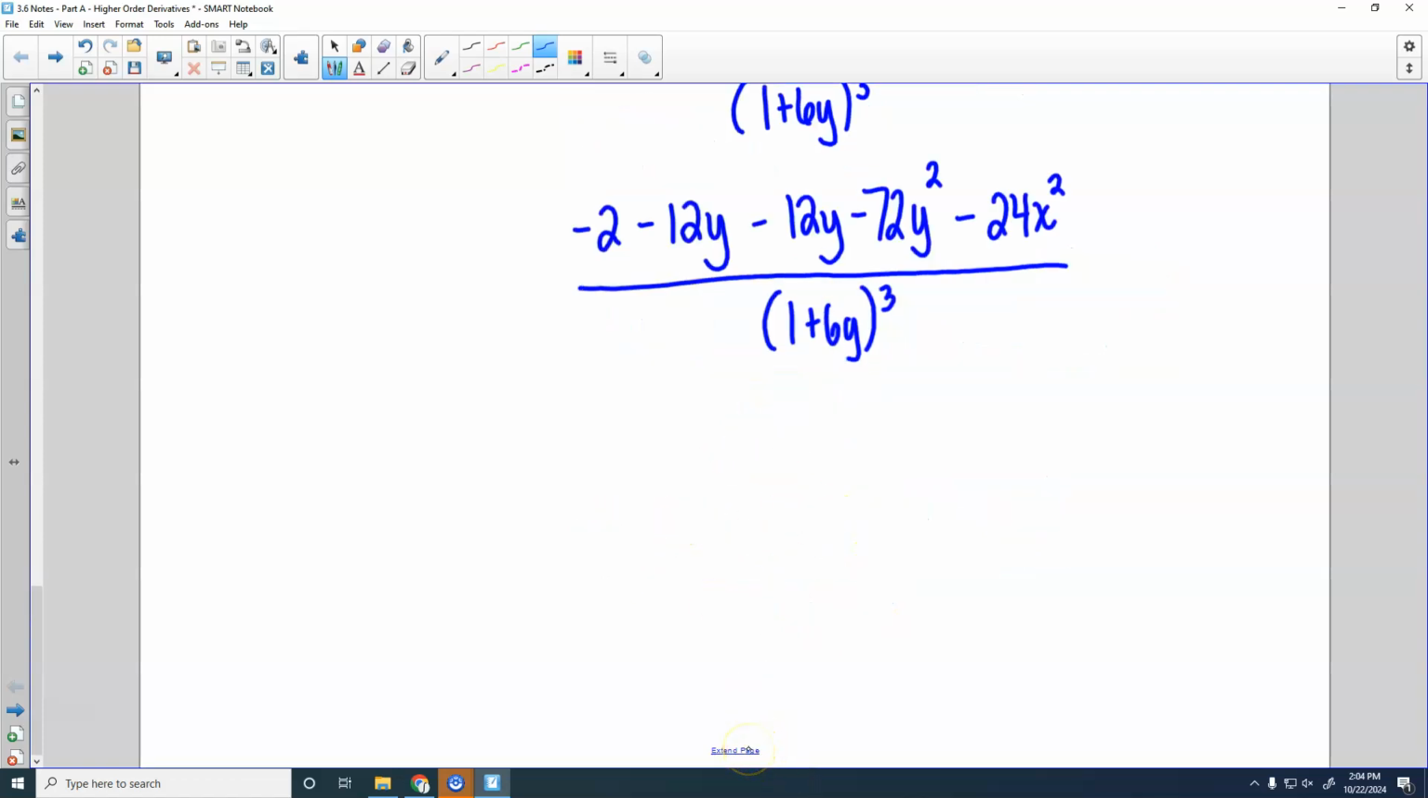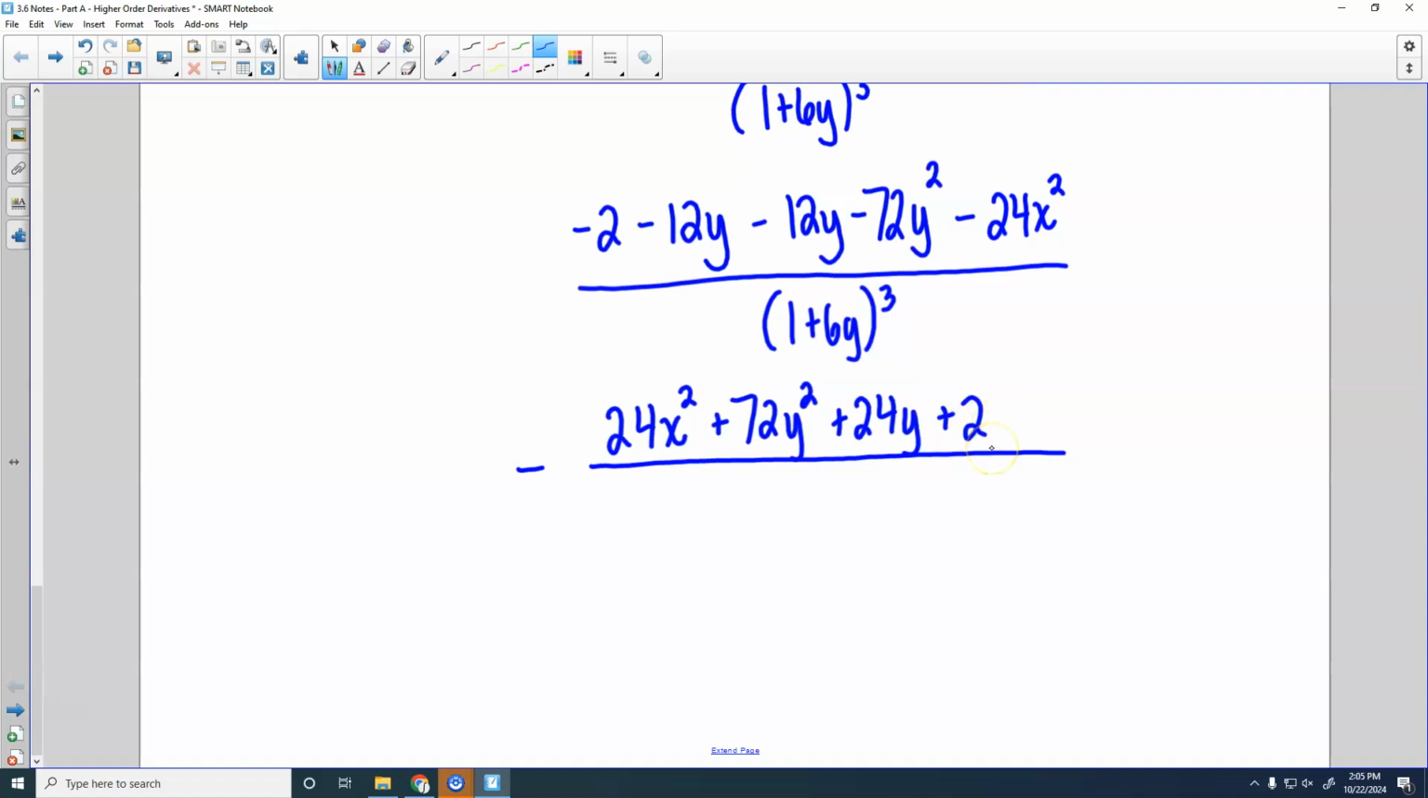Those can combine there. What they'll probably do here, since everything in the top is negative, they will probably take a negative and put it out front and make everything on top positive. They'll also probably put this in order, maybe something like this: 24x squared plus 72y squared plus 24y plus 2. I guess there's also a chance they might pull out a GCF there. Just take that 2 out.